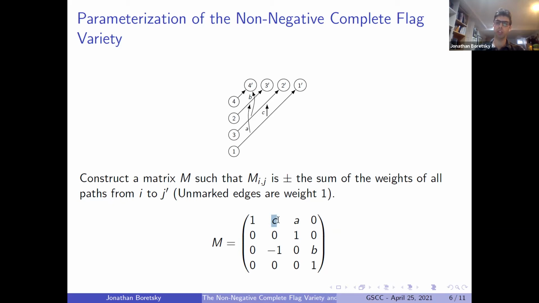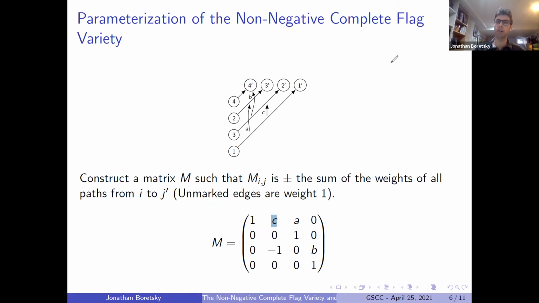So for example, for the 1, 2 entry, I look at all my paths to go from 1 to 2 prime. In this case, there's only one path. It's the path that looks like this. It's the only way to get from 1 to 2 prime. And I look at the weight here. The only vertical edge I pass is C, so my weight is C, and that's why I get a C down here. And then there's some sign consideration.